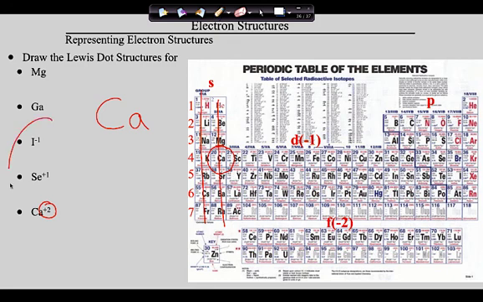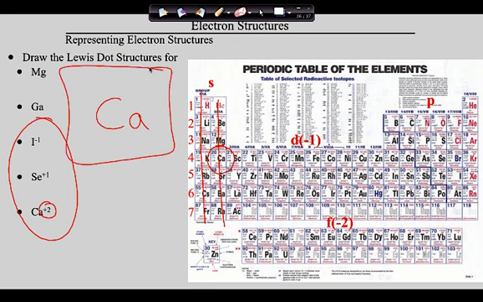Notice, however, when we did all of these ions, we did not include charges in the Lewis dot structure. So this would be the Lewis dot structure for calcium +2. Doing this would be incorrect because we do not include charges in our Lewis dot structures.